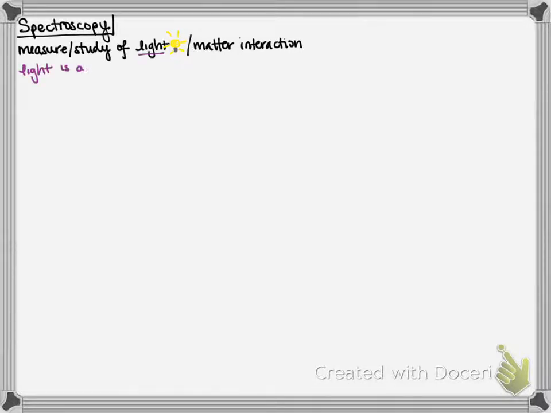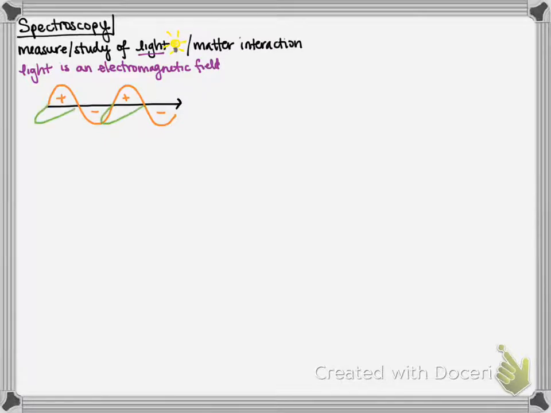There are many types of spectroscopy, but let's first talk about light. Light is an electromagnetic field, so hopefully you remember that from physics. What that means is the electric part of the field, the electric field, is oscillating along the axis of propagation, and it's changing polarity, positively charged, negatively charged, as it oscillates regularly in time and space.